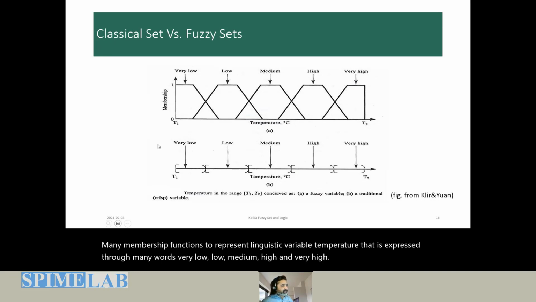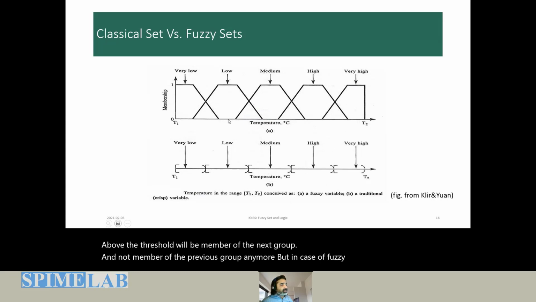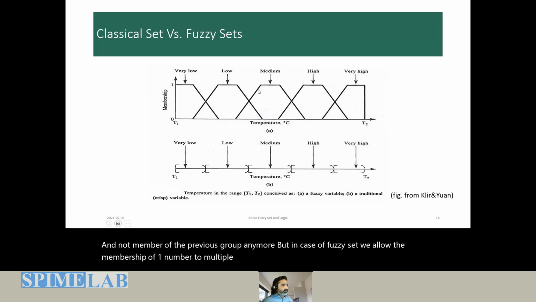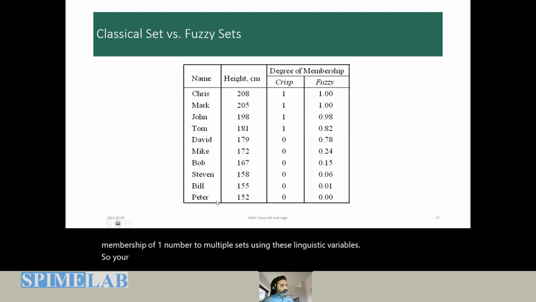In case of crisp sets, we will face the brittleness of the systems that depend on crisp sets. So one number above the threshold will be a member of the next group and not a member of the previous group anymore. But in case of fuzzy sets, we allow the membership of one number to multiple sets using these linguistic variables. So your data will change its form.